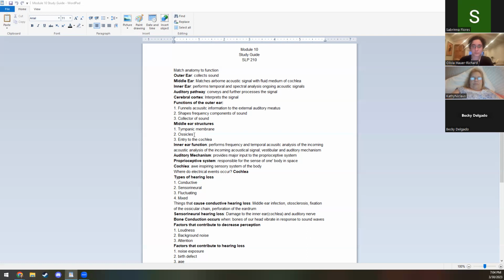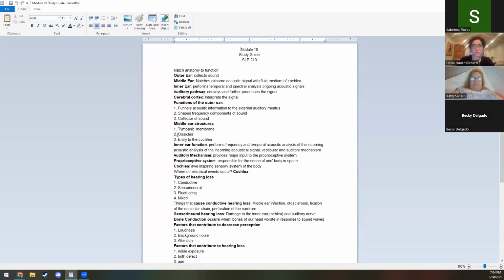Middle ear structures: you have the tympanic membrane, which is the eardrum, the three bones in the middle ear, the ossicles, and the third one is the entry to the cochlea, not the cochlea itself, but the entrance. Inner ear functions: it performs frequency and temporal acoustic analysis of the incoming signals, and it houses the vestibular and the auditory mechanisms.